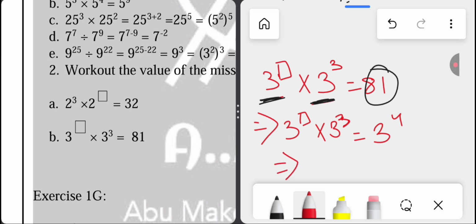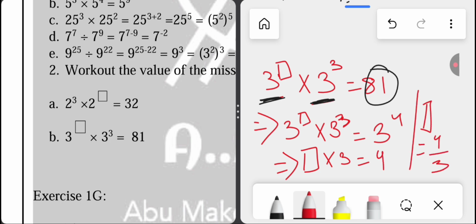Now simplify the previous step: box into 3 is equal to 4, so the value of box is equal to 4 by 3. I don't have enough space here, that's why I am writing like this, but you can write below that box is equal to 4 by 3. This is the value of box.